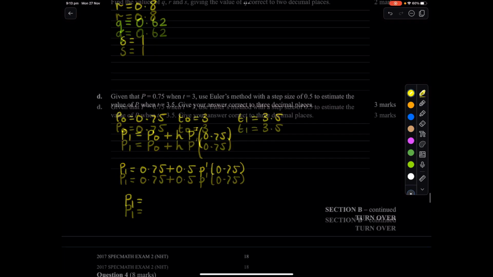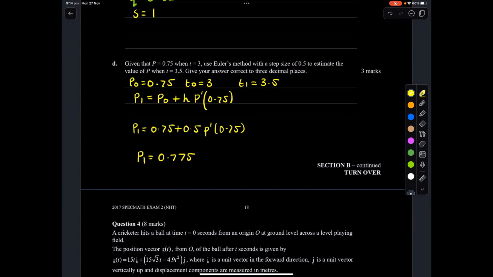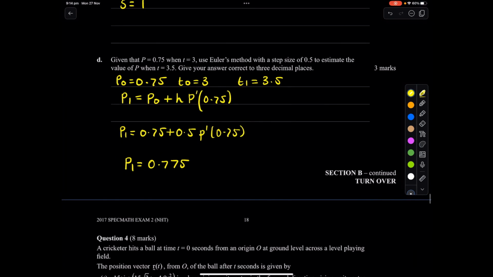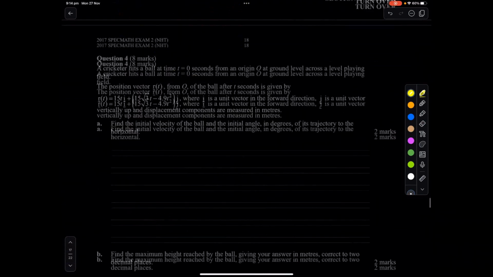So correct to 3 decimal places, that's 0.775. Wow, that was a stupid mistake. Because it was in terms of P, I thought it was in terms of T. So don't make that mistake. So that'll be it for that question.